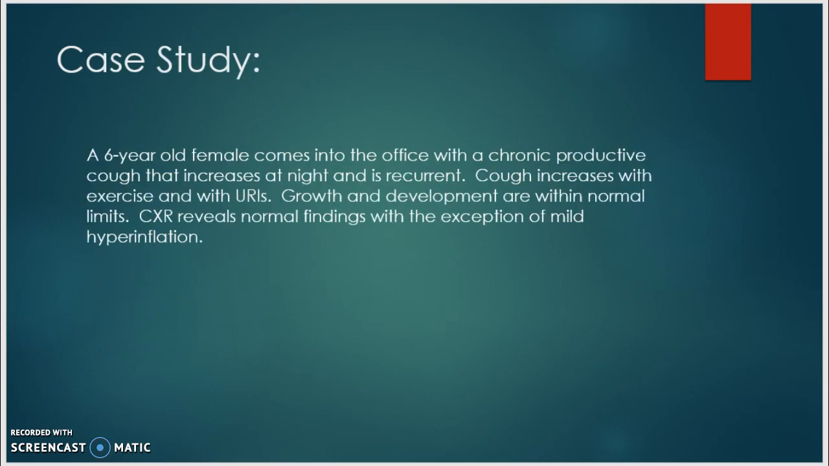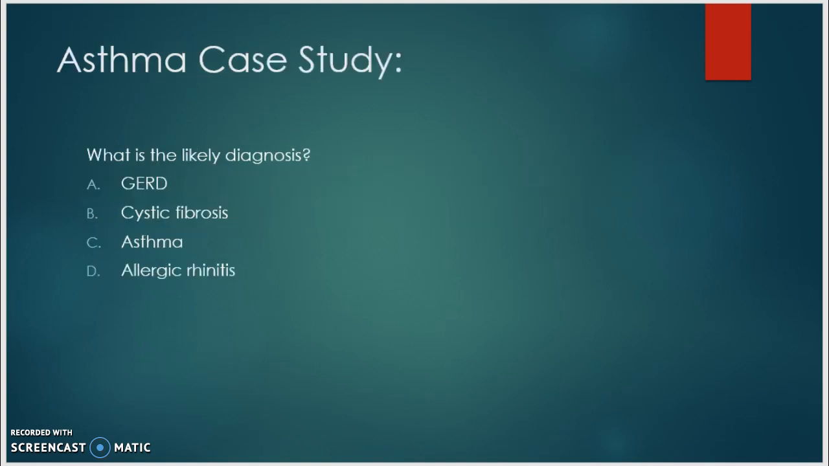So we have a case study. We have a 6-year-old female who comes into the office with a chronic productive cough. It increases at night and is recurrent. Her cough also gets worse with exercise and when she has upper respiratory infections. Growth and development are within normal limits, and she gets a chest x-ray that reveals pretty much normal findings. However, there is some mild hyperinflation. So, as a healthcare provider, what might be her likely diagnosis today? As you may suspect, it is asthma. You may have guessed it only because this is an asthma presentation, but that is correct. She did have some very classic symptoms on presentation today.